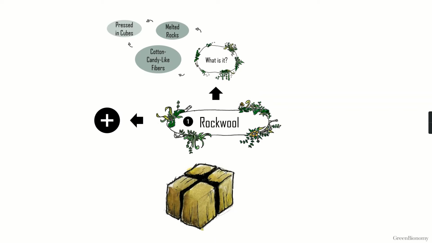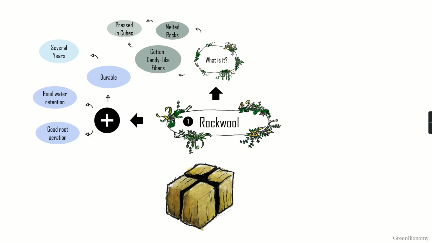I'm not sure if I'm saying that right, but they're all synonyms, so it's just the same thing. It's the material in which the plant will grow. Okay. So advantages of Rawwool. The first is it's durable. It can last up to several years, and it has good water retention and good root aeration. That's why it's one of the most popular ones.